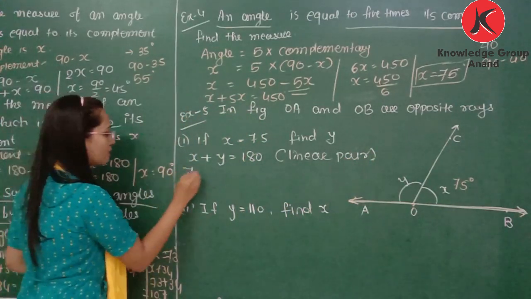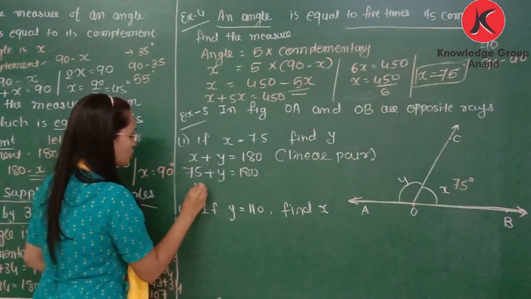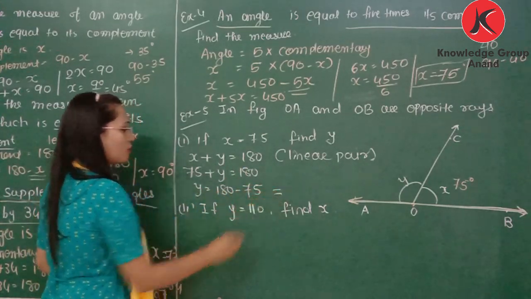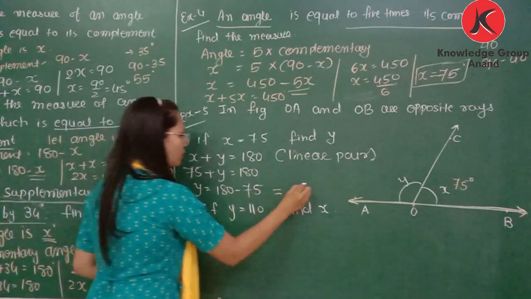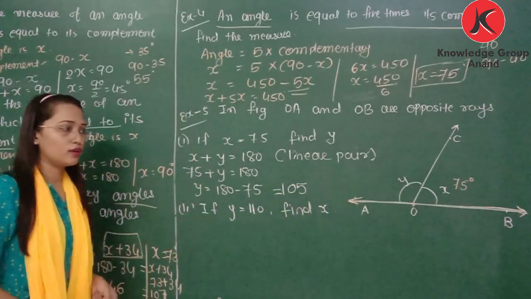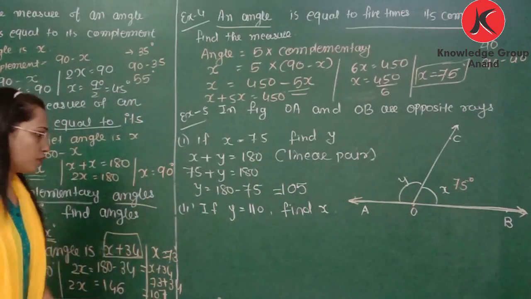Now angle x is given 75 plus y is equal to 180. So y is equal to 180 minus 75. Perform this subtraction. Take 75 on the right side, so it is minus 75. So 105. If angle x is 75, then y will be 105.